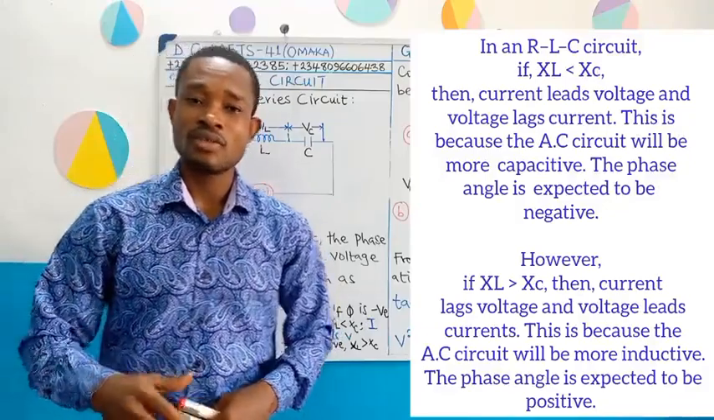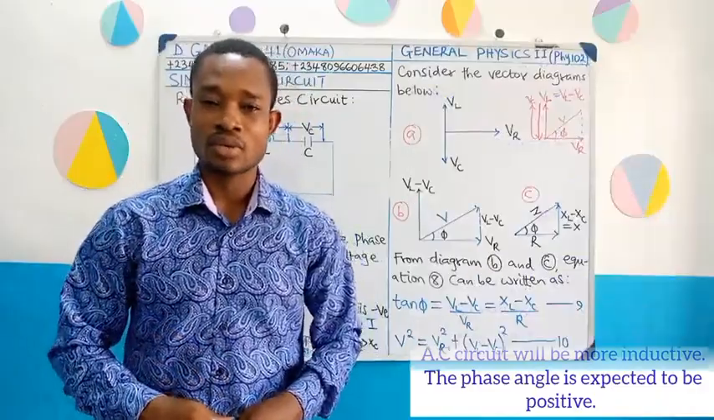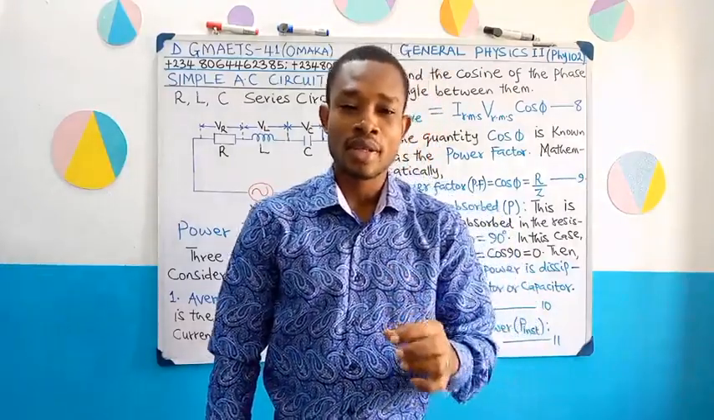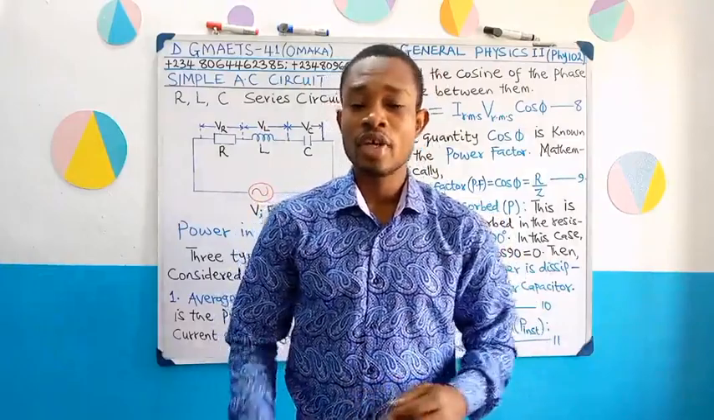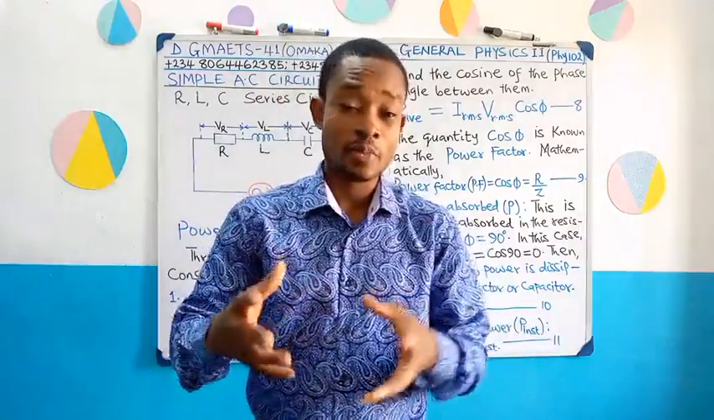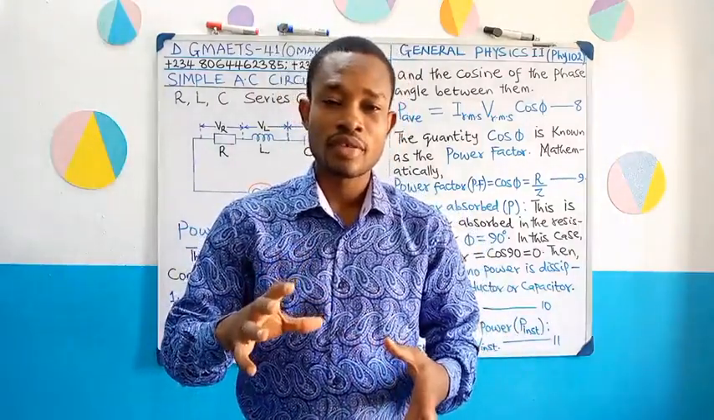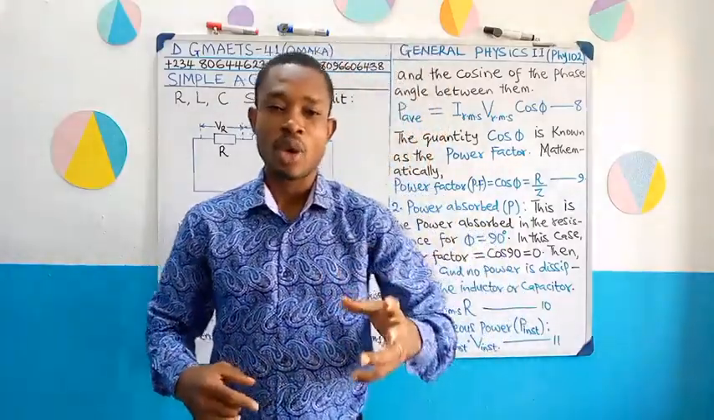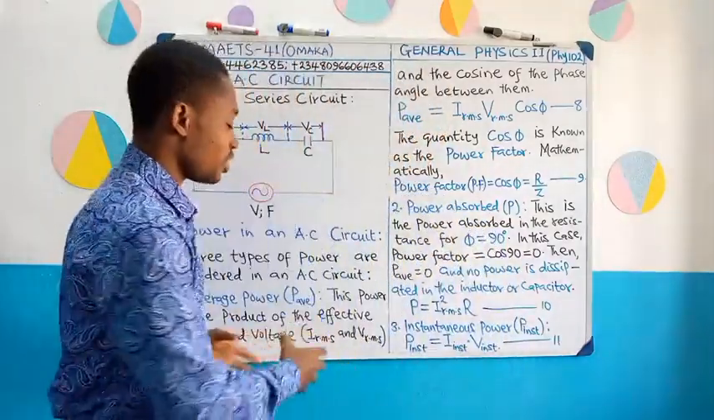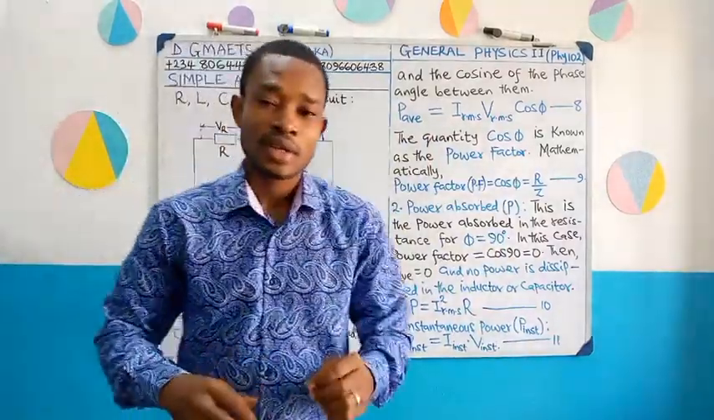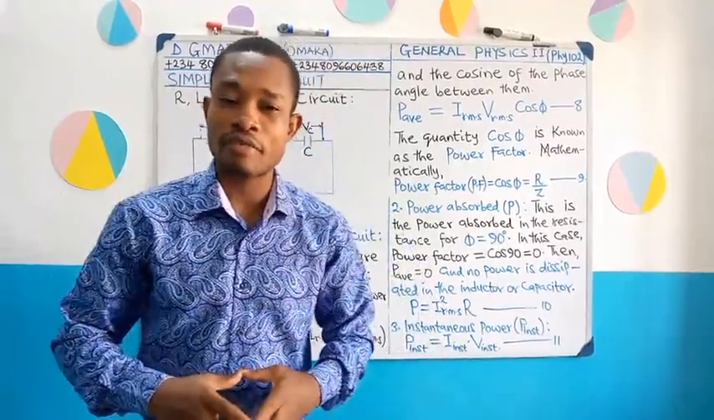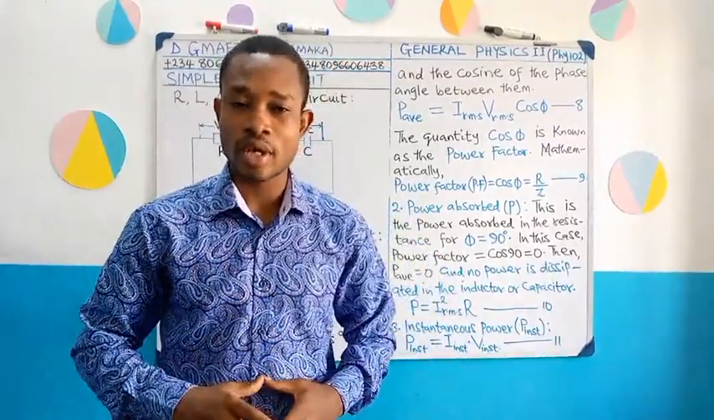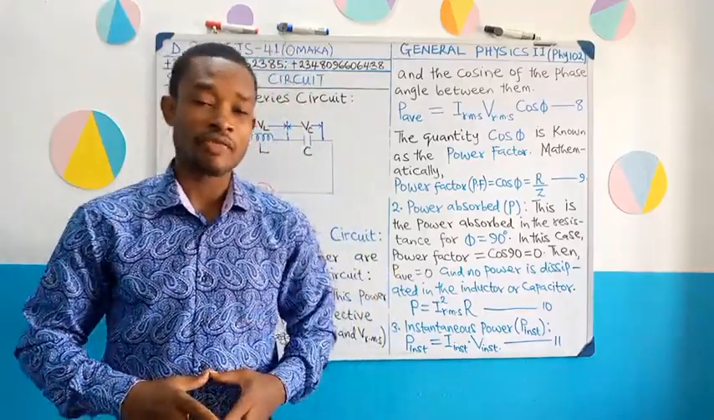Next, we shall consider the power in an AC circuit. Let us now look into the types of power in an AC circuit. Now we're going to treat three of these powers that can be encountered in dealing with an alternating current circuit. The first, we'll look at the average power, P average. So have the definition here on the board. The average power is the product of the effective current and the effective voltage multiplied by the cosine of the phase angle between them. That's the phase angle between the current and the voltage.